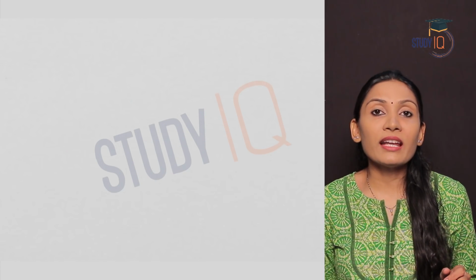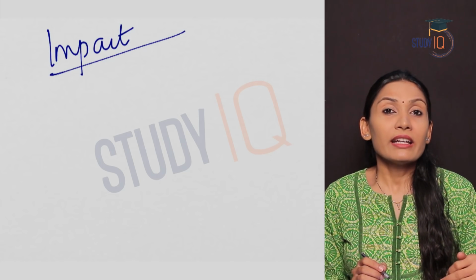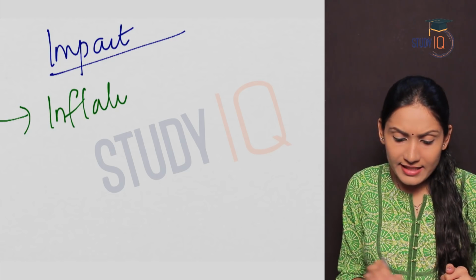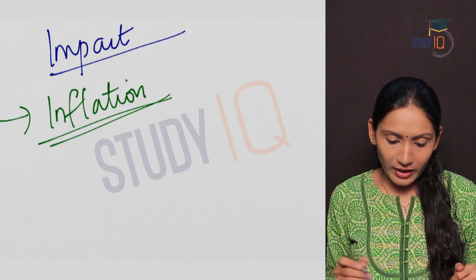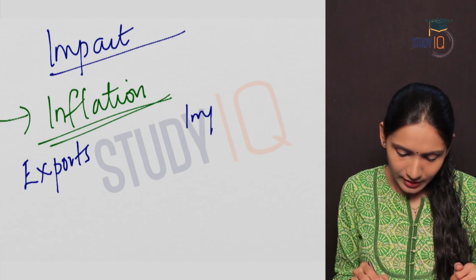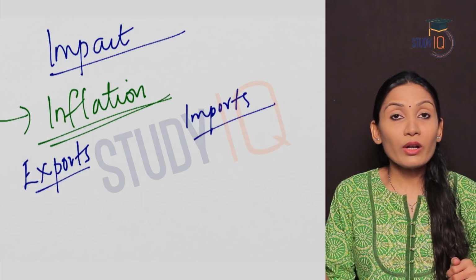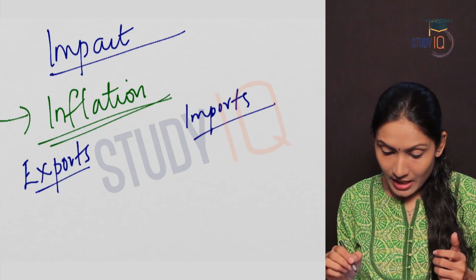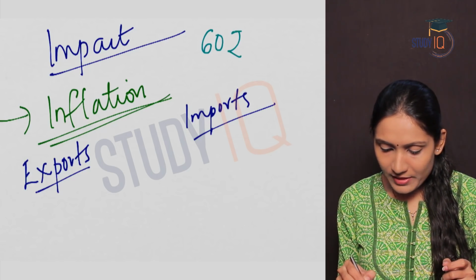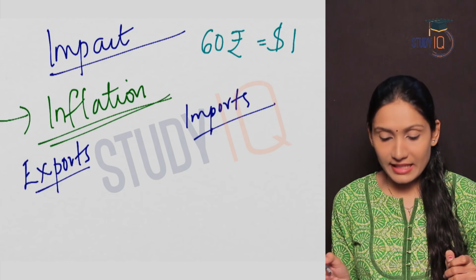Now let us see what are the impacts of devaluation on the economy. First of all, it will give an inflationary tendency in the economy. Let's see how. During devaluation, what happens with exports and imports? Before going into that, let us see what really happens during devaluation. Suppose the value of currency was 60 rupees for $1. So $1 equal to 60 rupees.